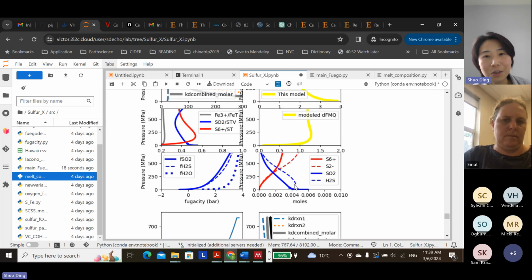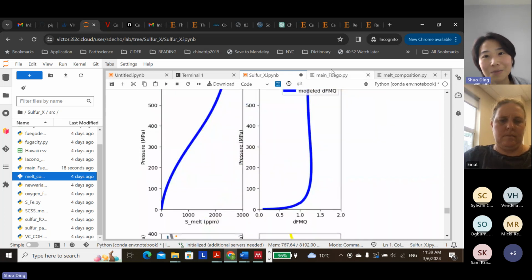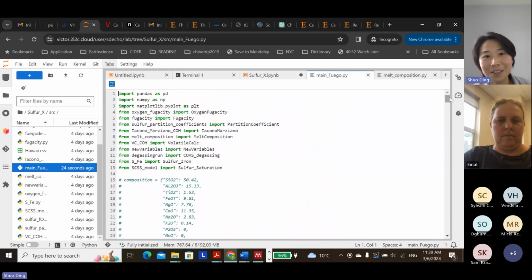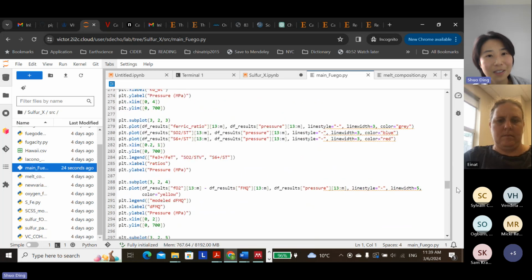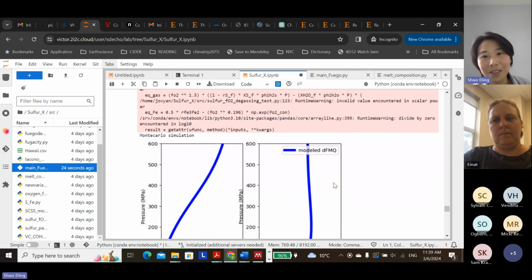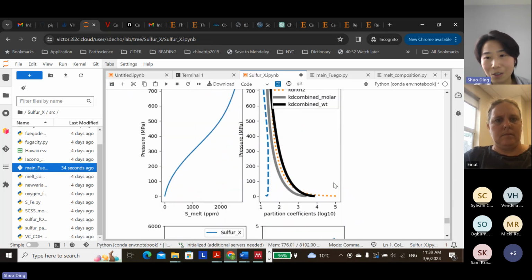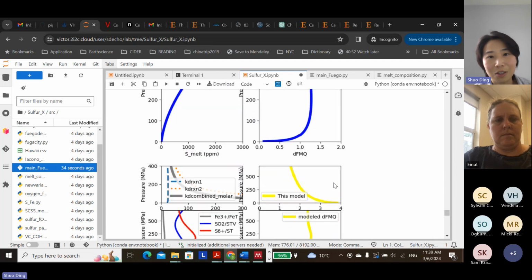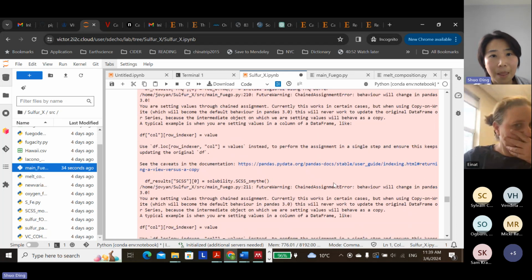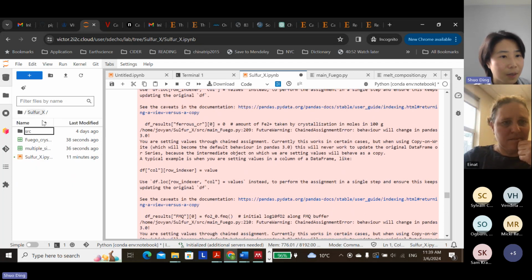You can also change which figure you want to plot. If you go to the main function, this is all at the bottom. What I wrote here is really to reproduce all the figures that were published in the SulfurX paper, the Gcubed paper. But you can change it. I guess that is probably everything. Any questions?